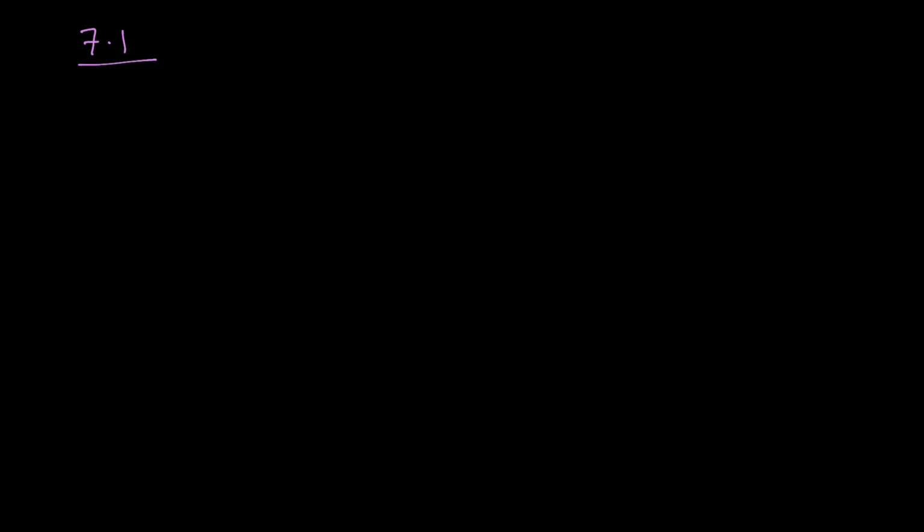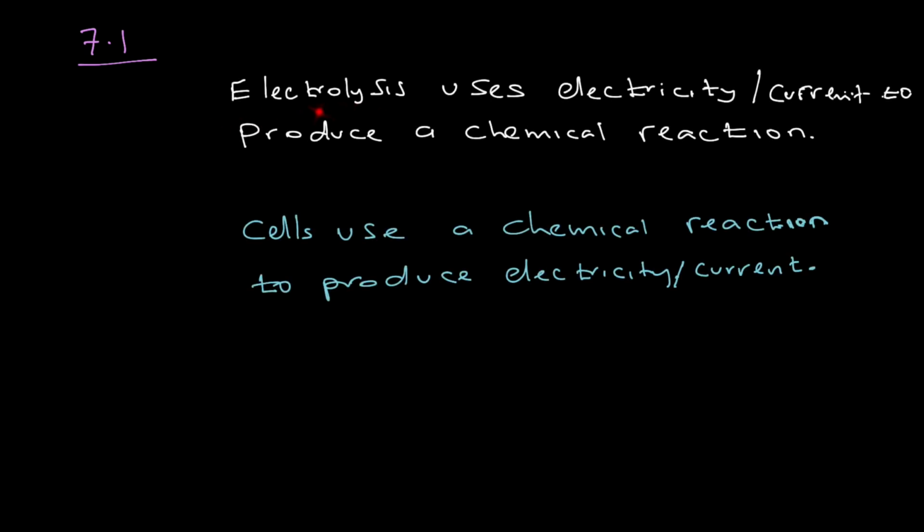Question 7. This question is about chemical reactions and electricity. Question 7.1. Electrolysis and chemical cells both involve chemical reactions and electricity. Explain the difference between the process in electrolysis and in a chemical cell. So electrolysis uses electricity or current to produce a chemical reaction, and cells use a chemical reaction to produce electricity or current.